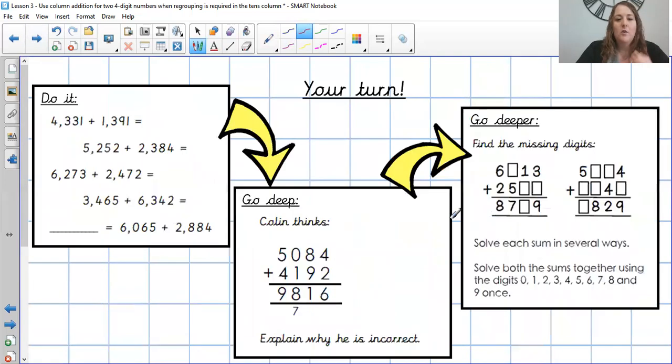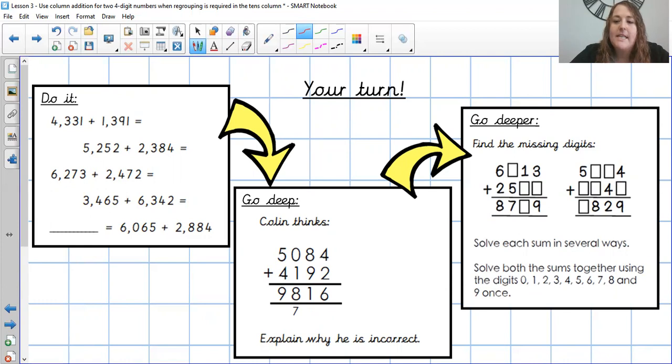Okay, your turn then. Your task today, you have 5 do it questions, again, very similarly, and we are just focusing on regrouping in that tens column today. Please try and use Coco's vocabulary to help you as you work it out. Then we've got our go deep, which is our Colin problem. So Colin has made a mistake. Can you explain why he is incorrect, what he has done, and again, use that vocabulary, and then what the correct answer would be.